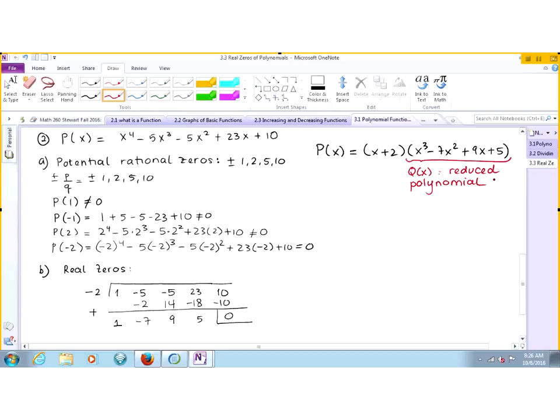So let's see, does Q of 1 work? How about Q of 2? Q of 1 doesn't work, does it? So maybe we try Q of negative 2. Does Q of negative 2 work? We will try whatever we haven't tried before. If we cannot find it, then we have to go back and plug the rational zeros back into the new format we just made.